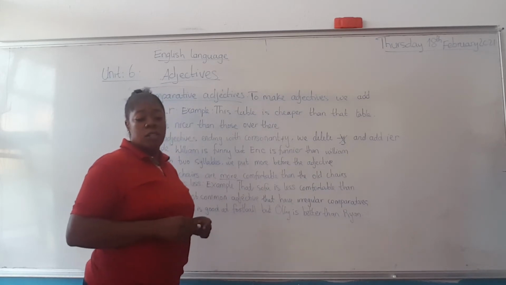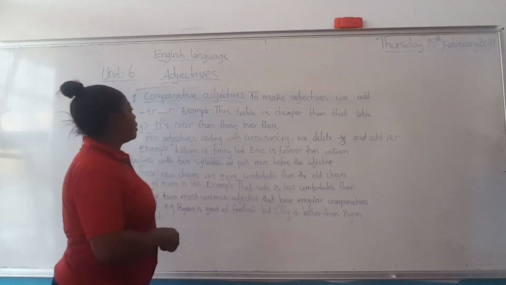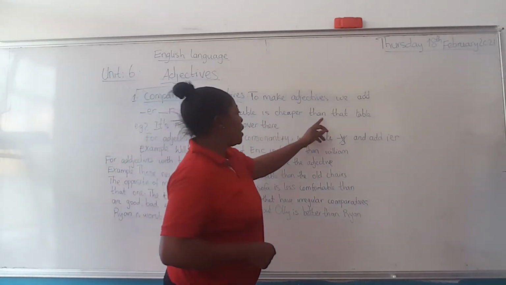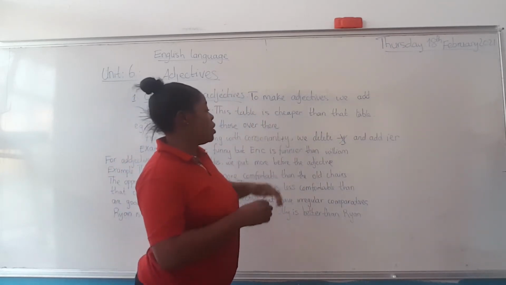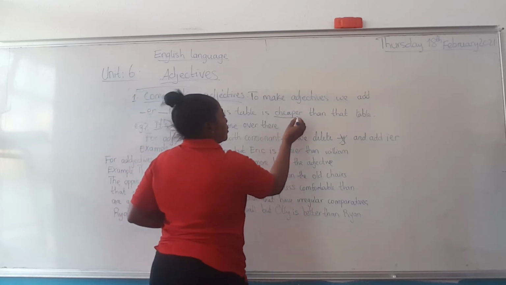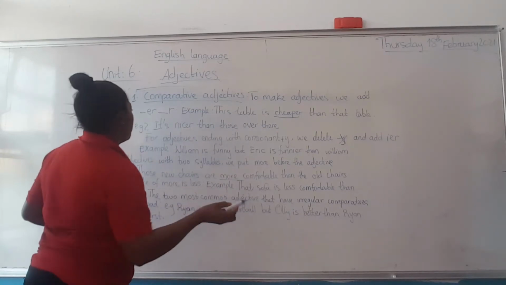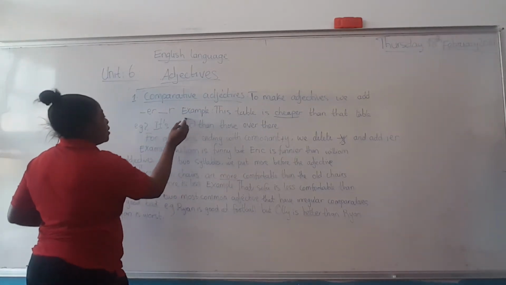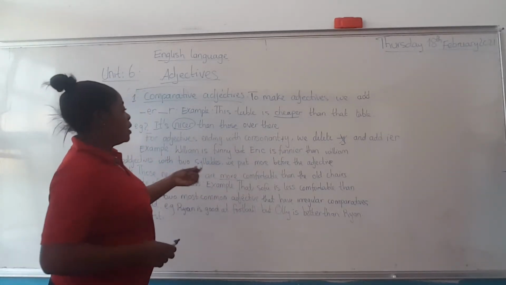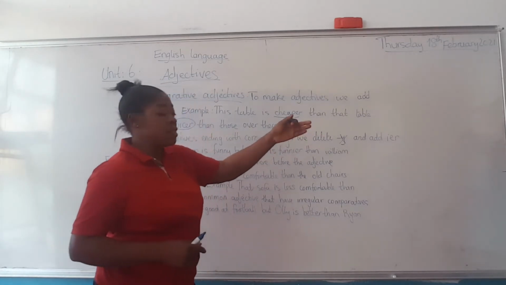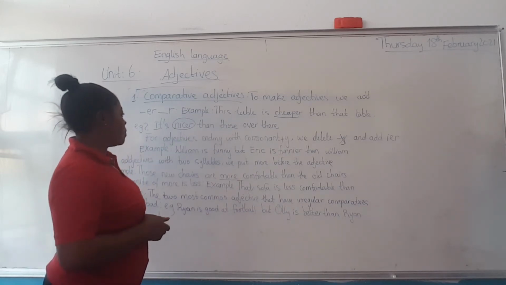Let's see how we can construct a sentence using a comparative adjective. This table is cheaper than that table. Example 2. It's nicer than those over there.